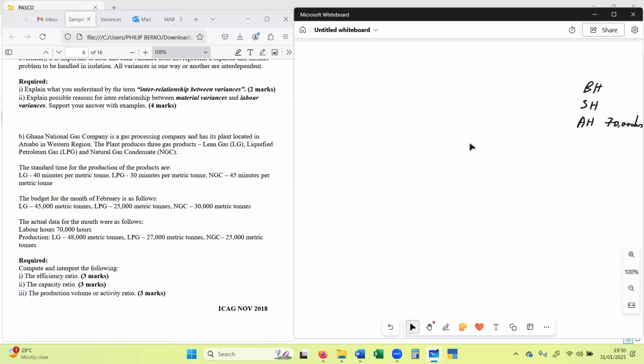Yeah. So we now want budgeted hours. So budgeted hours, we have LG, LPG, and then NGC. So if you want budgeted hours, what do we need?